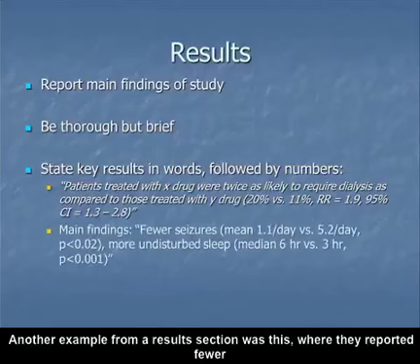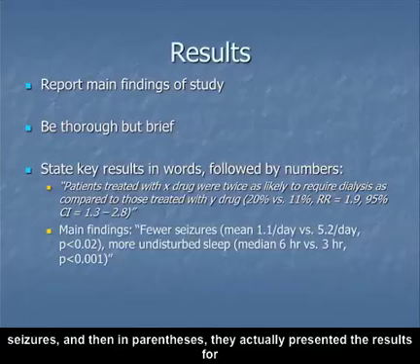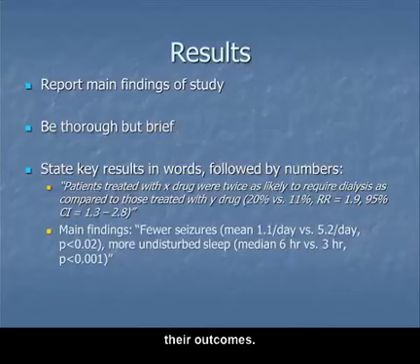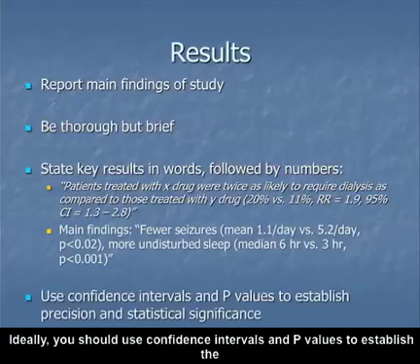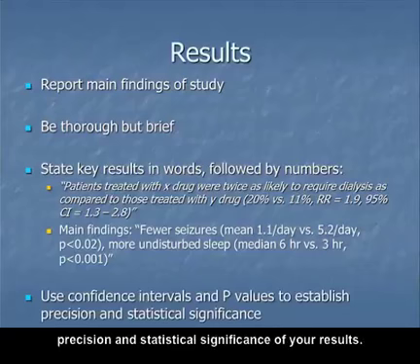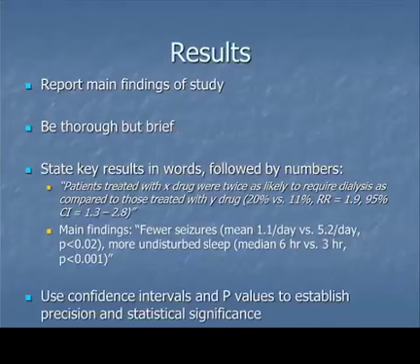Another example from a results section was this, where they reported fewer seizures, and in the parentheses they actually presented the results for their outcomes. Notice how the results are presented briefly and they get to the point fairly quickly. Ideally, you should use confidence intervals and p-values to establish the precision and statistical significance of your results.